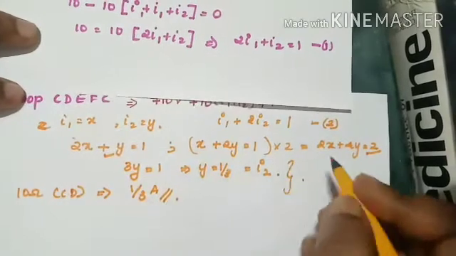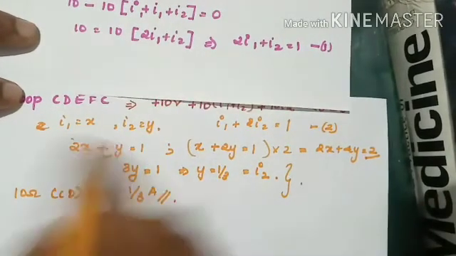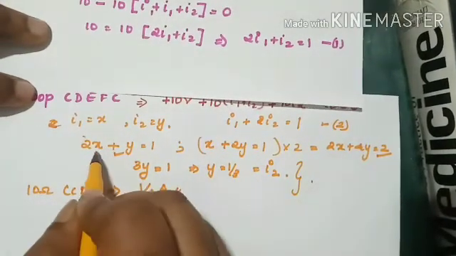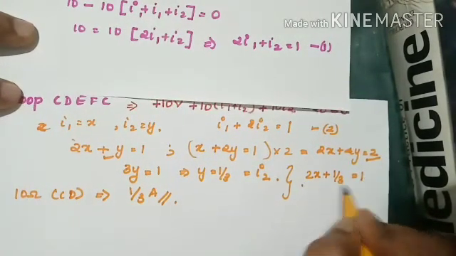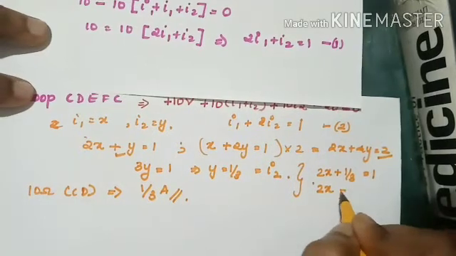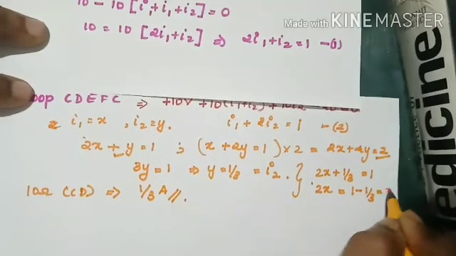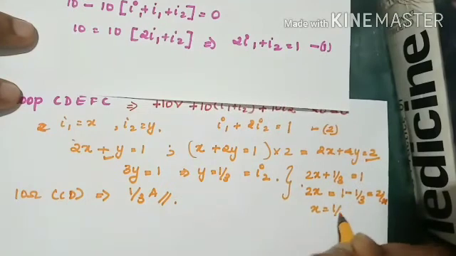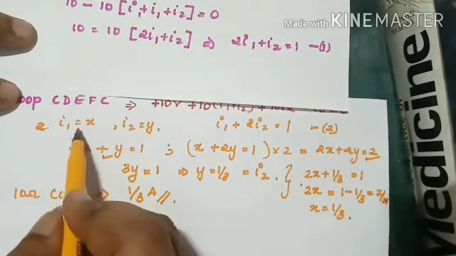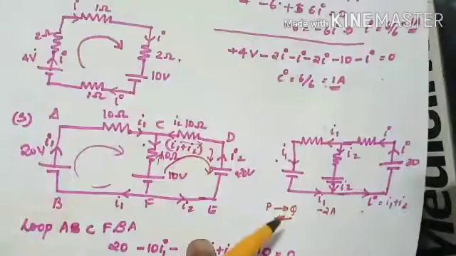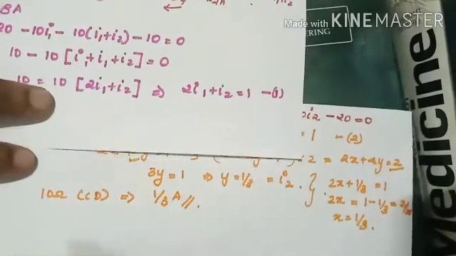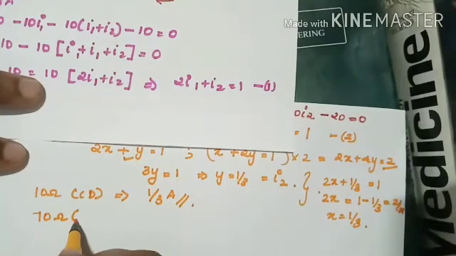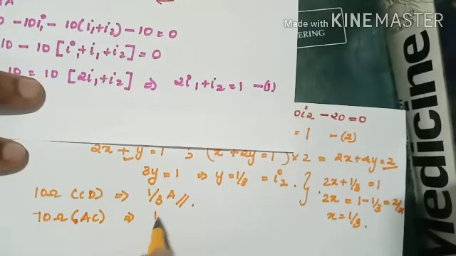Now if you got y, it is very easy to find x. I am going to write here itself. If y is 1 by 3, I am going to substitute here. So 2x plus 1 by 3 is equal to 1, or 2x is equal to 1 minus 1 by 3, which is 2 by 3, so x is equal to 1 by 3. That is I1. That is the current across this 10 ohm resistance between A and C, which is also 1 by 3 ampere.